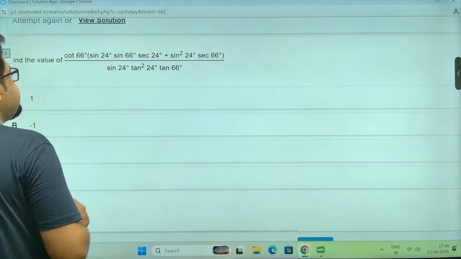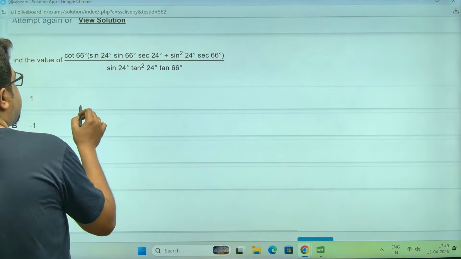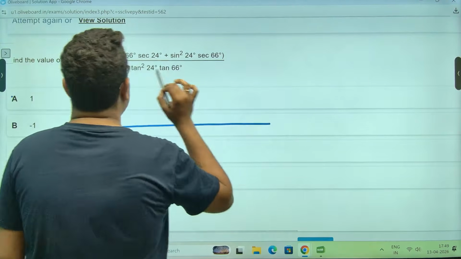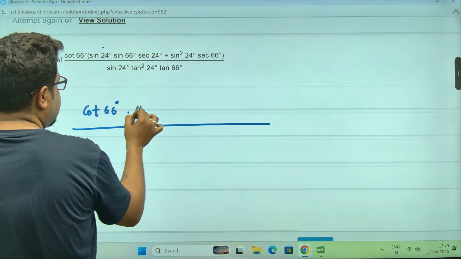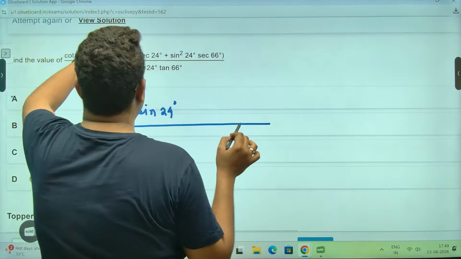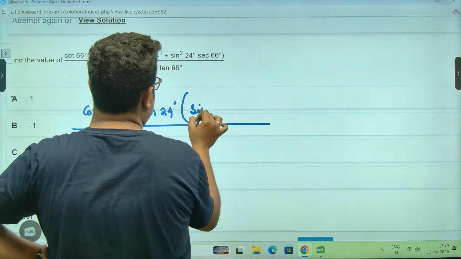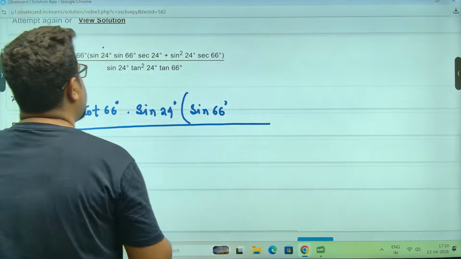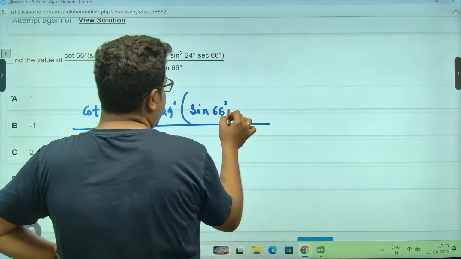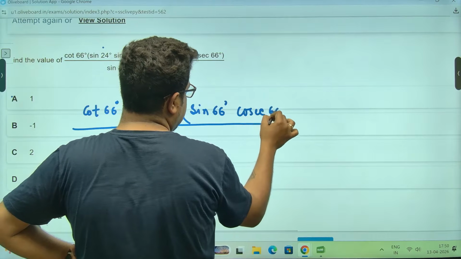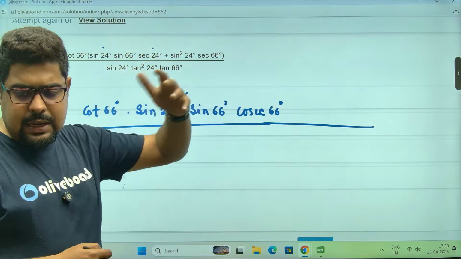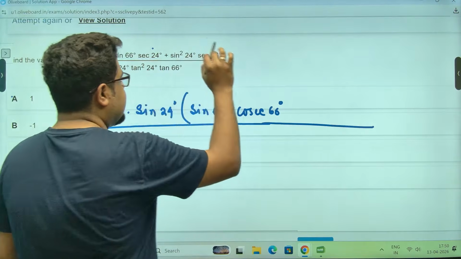Sir, next one. Cot 66 degree. Okay. Sir, sine 24 I can take common as well. So sine 66 we're having. And sec 24, meaning this will be cosec 66, right? I'm using the concept of simple complementary angles, right? Sec and cosec, they are complementary.